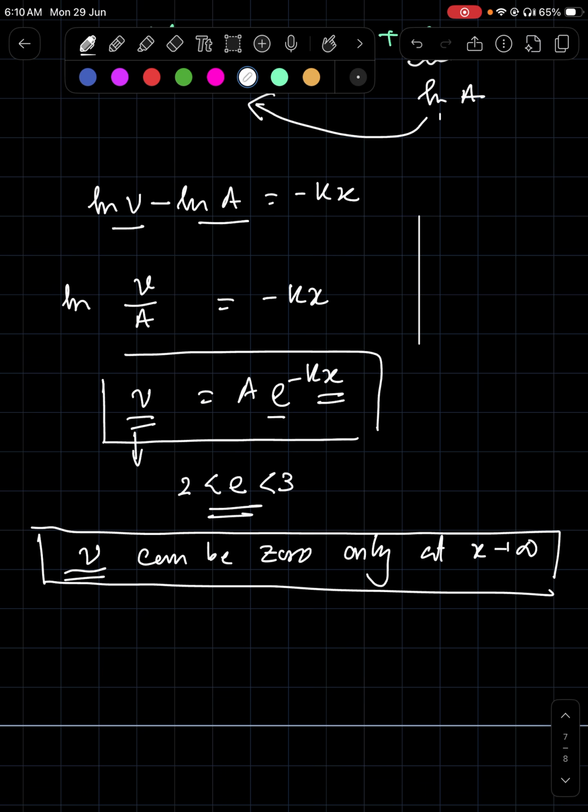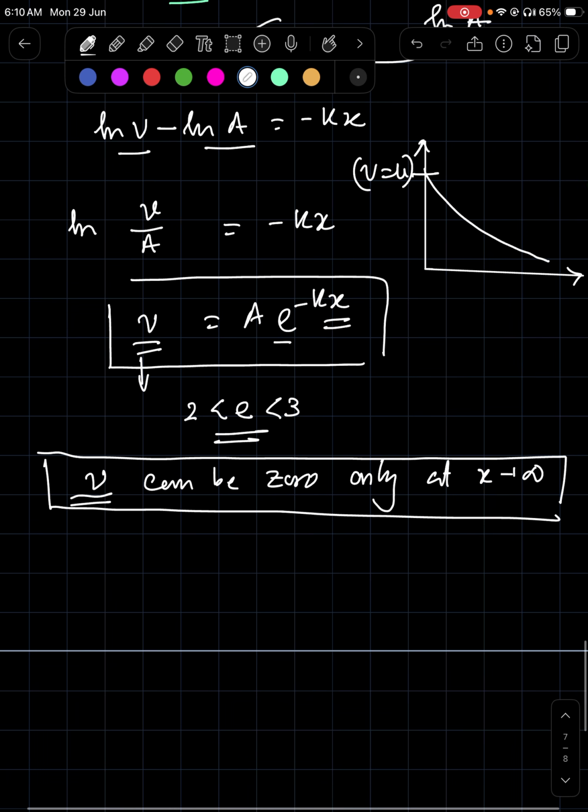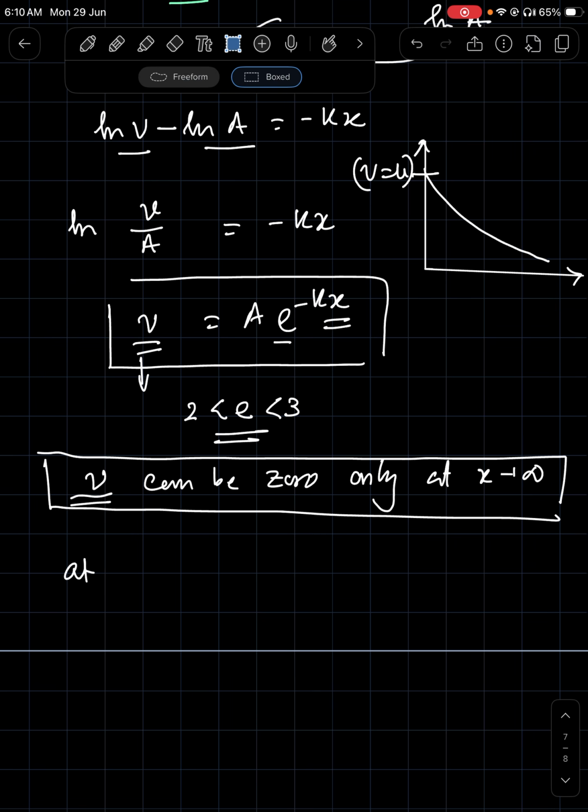So if I plot the graph of v, then the graph will look like this. It is the exponential decay curve, right? So here v equals u. How do you know v equals u? We have already said that at x equal to x naught, I should draw the graph properly. It is not the right way to draw.